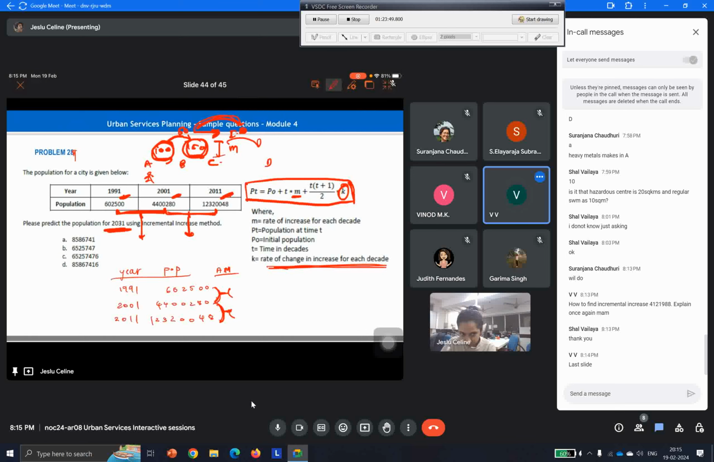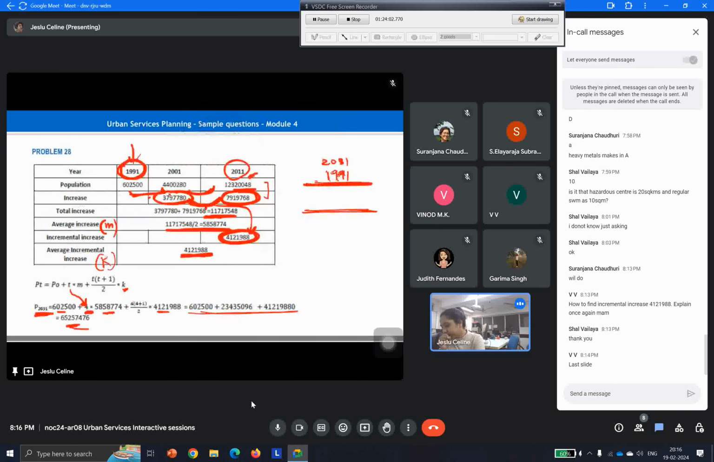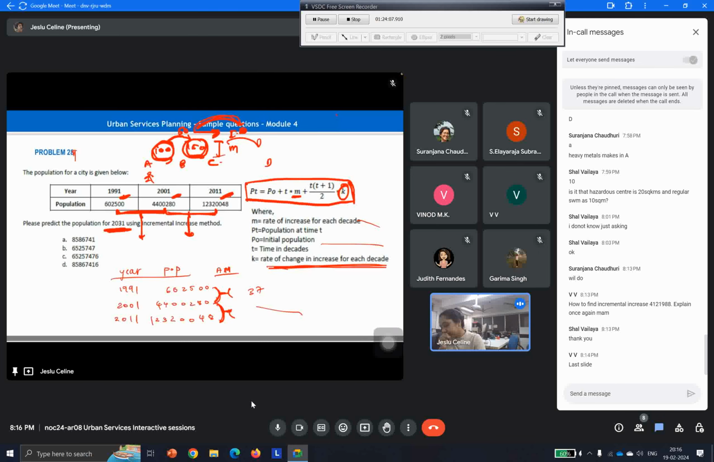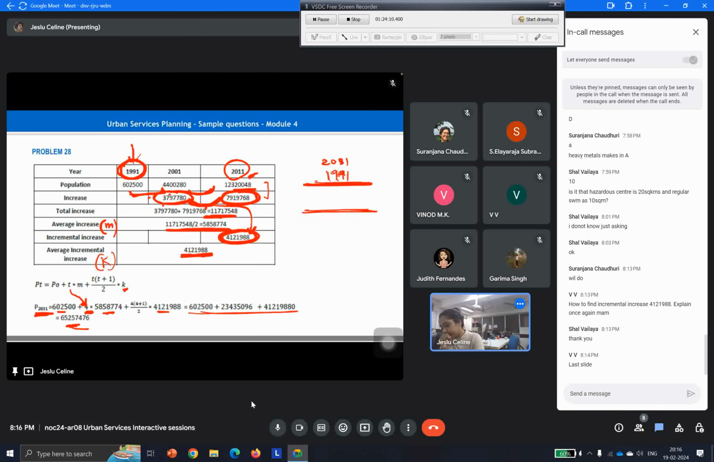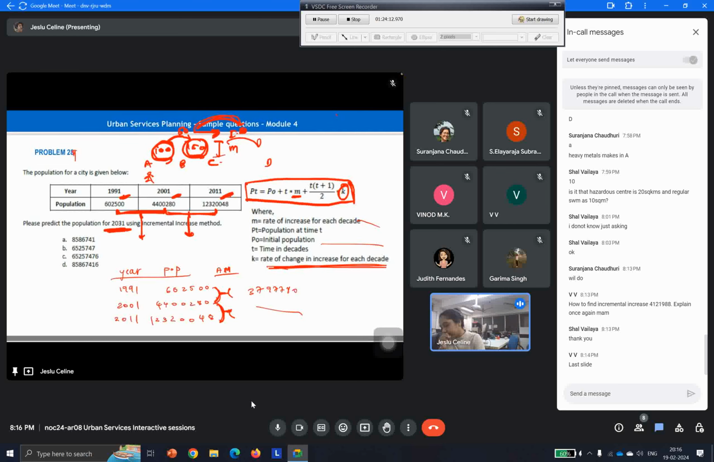Okay. Yeah, right. So let me just check what's the value for this one. That was 37. I'm just writing this value over here. 3797780. And that one is 7919768. Right. So now the incremental increase would be what is the difference between these two values?